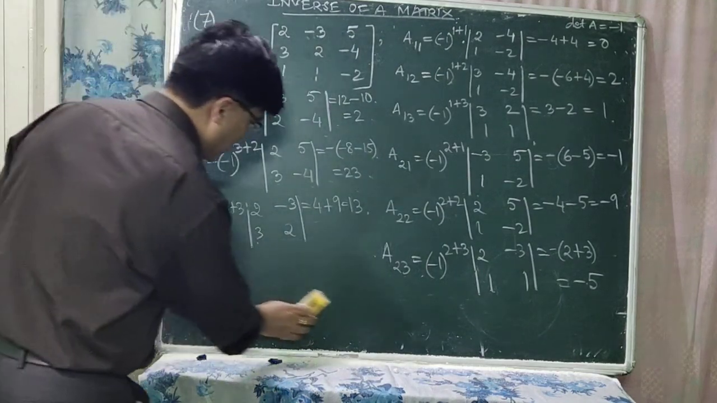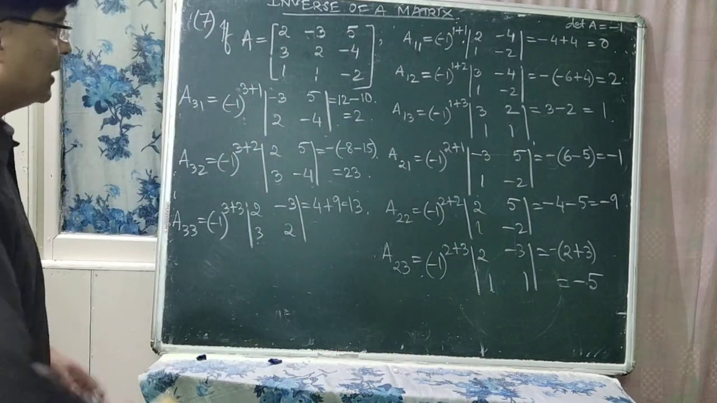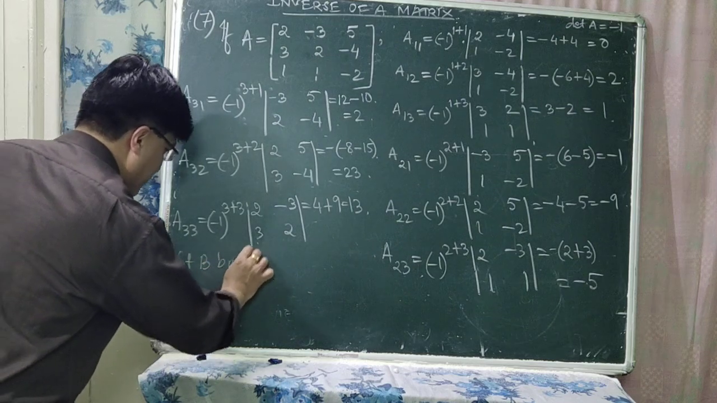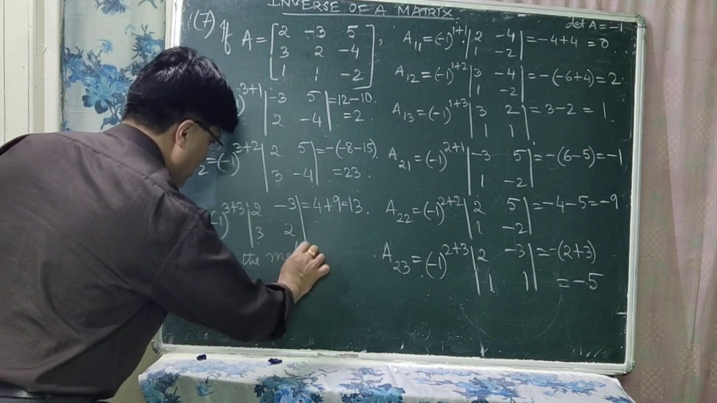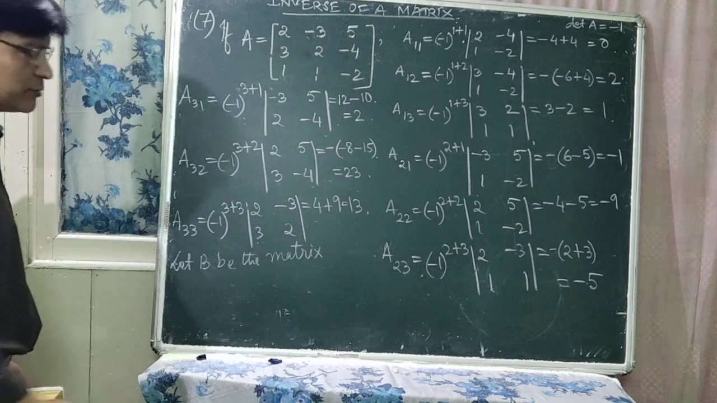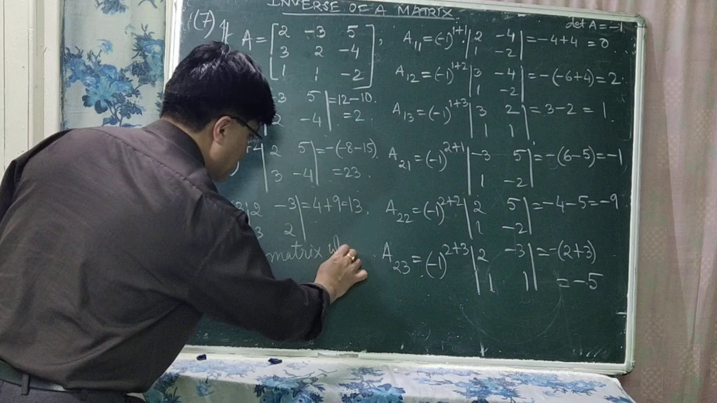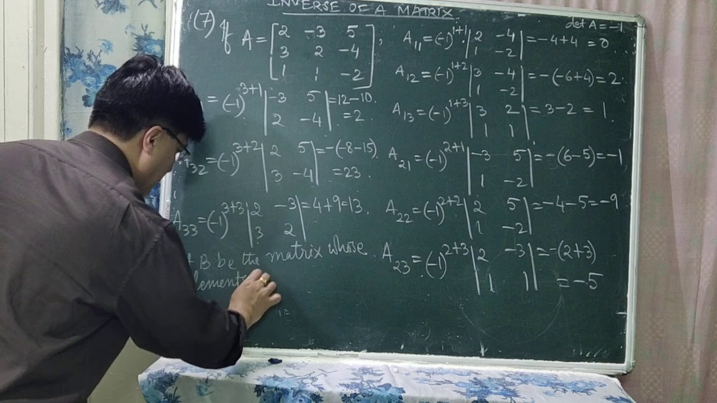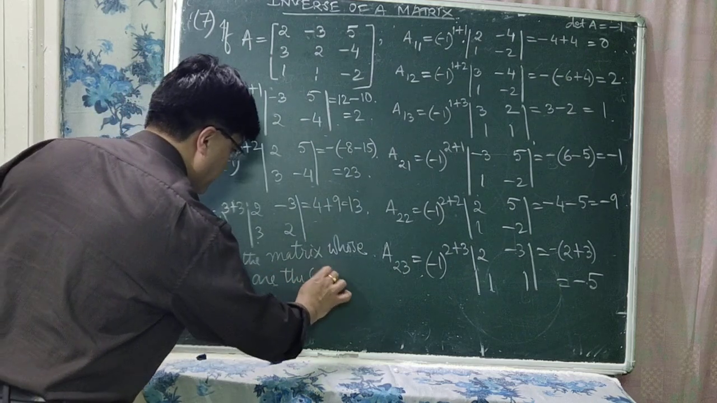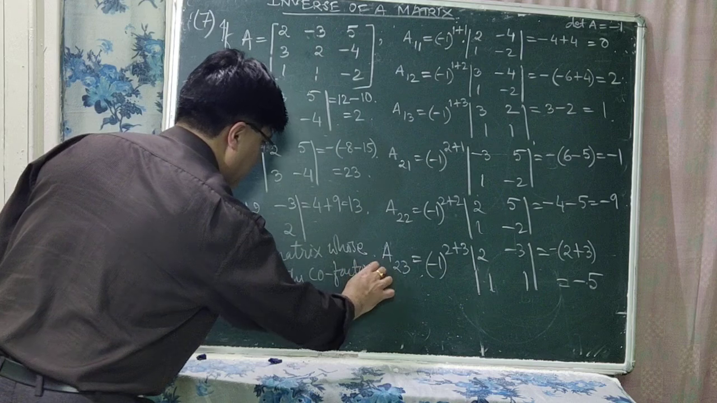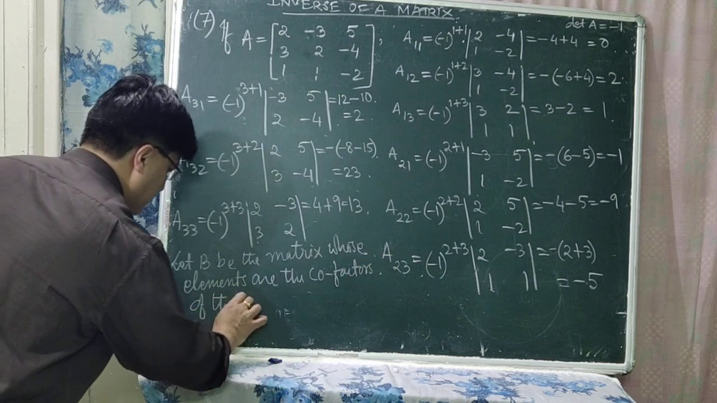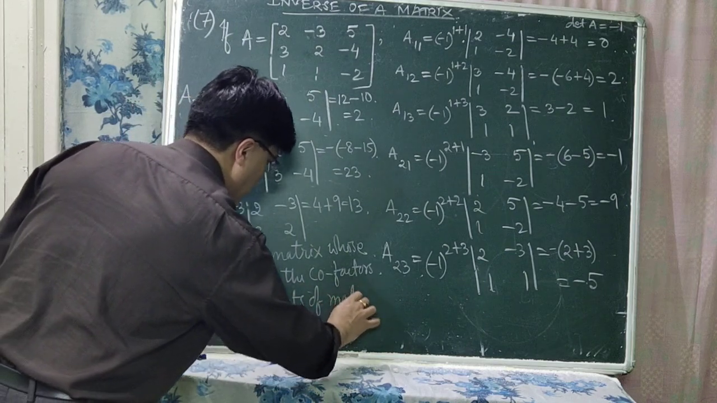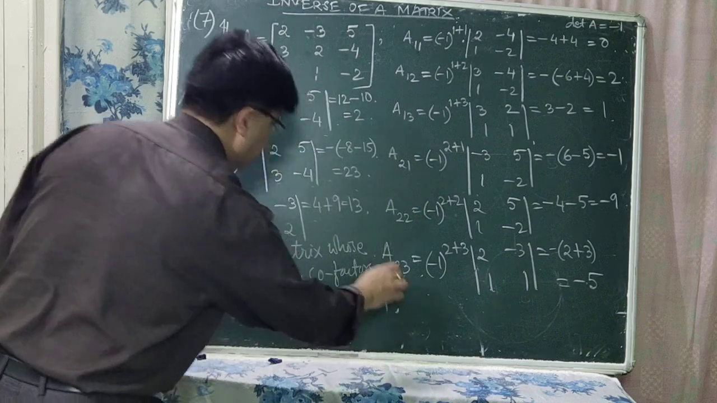Okay. Now what do we write? Let B be the matrix whose elements are the cofactors of the elements of matrix A, right?